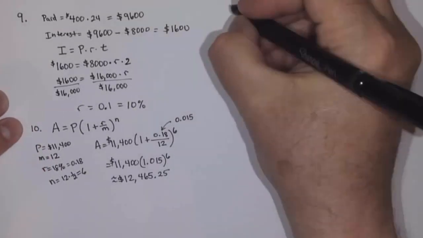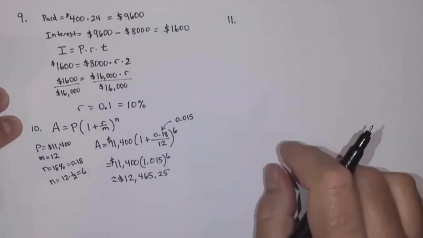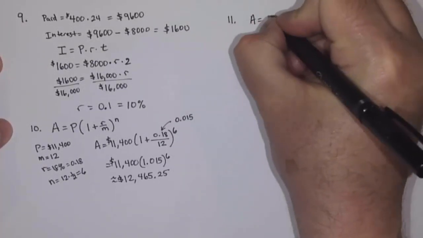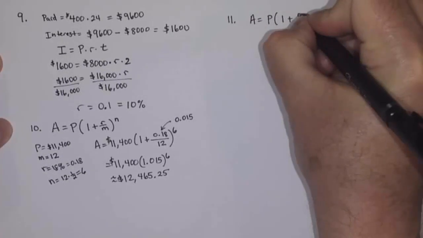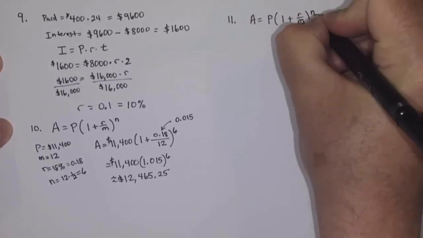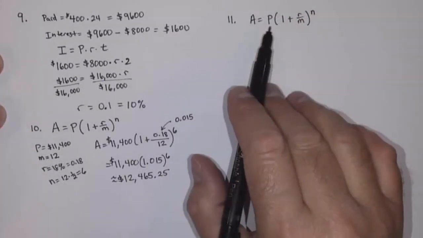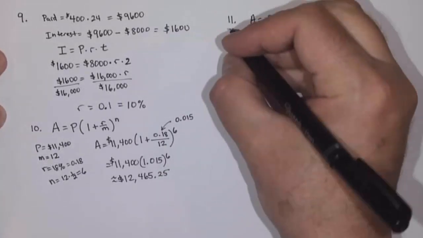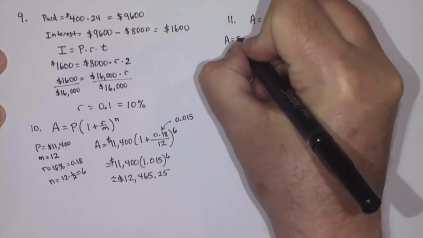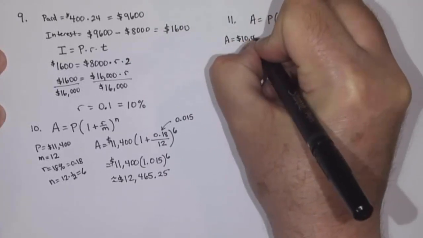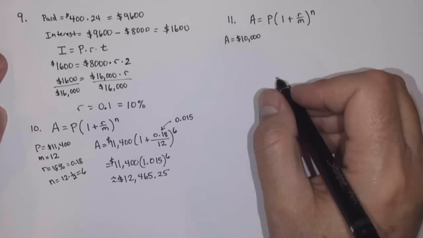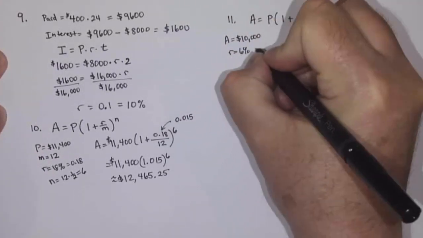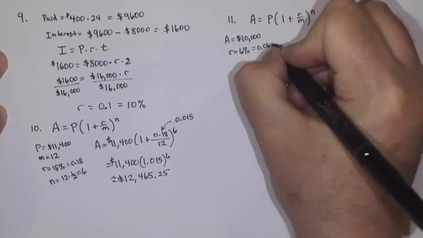So again, in this problem, we're going to be using our compound interest formula. So A equals P times 1 plus R over M raised to the n power. Now our question is, what's the principal have to be if this is going to be $10,000 in 10 years? So our future value is $10,000. The interest rate was 6%, so R equals 6%, which as a decimal is 0.06.